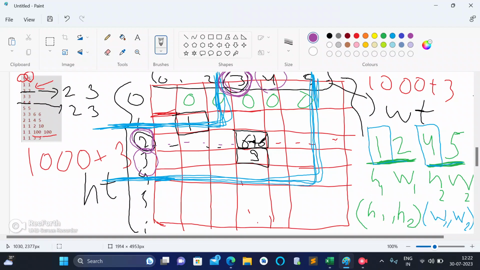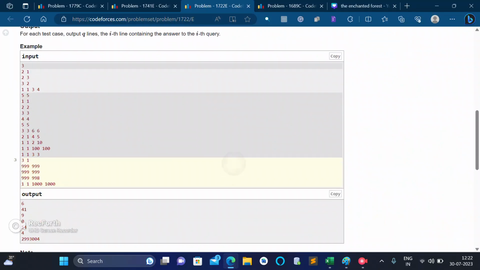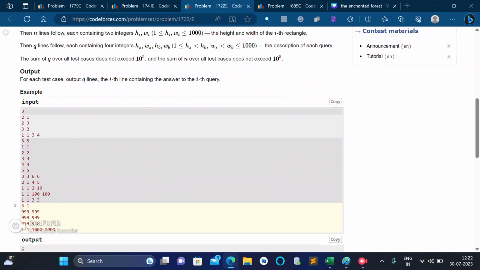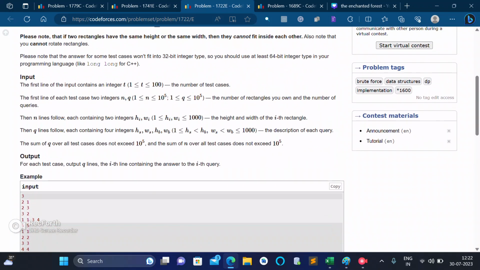If you think I am speaking fast, these are the coordinates: 4 cross 3, 4 cross 4, 4 cross 5, 1 cross 2, 1 cross 3, 1 cross 4. Stop this video and think why these coordinates will not be our answer. As I have just said earlier, the height must be between h1 and h2 and the width must be between w1 and w2. Actually in this question we don't have to tell.